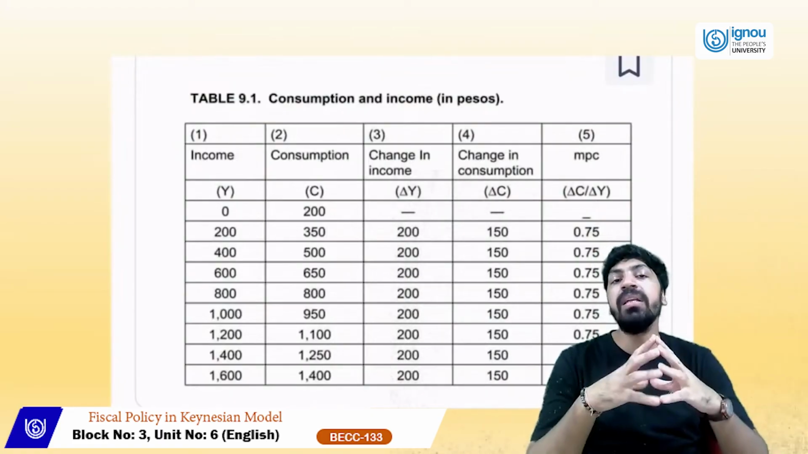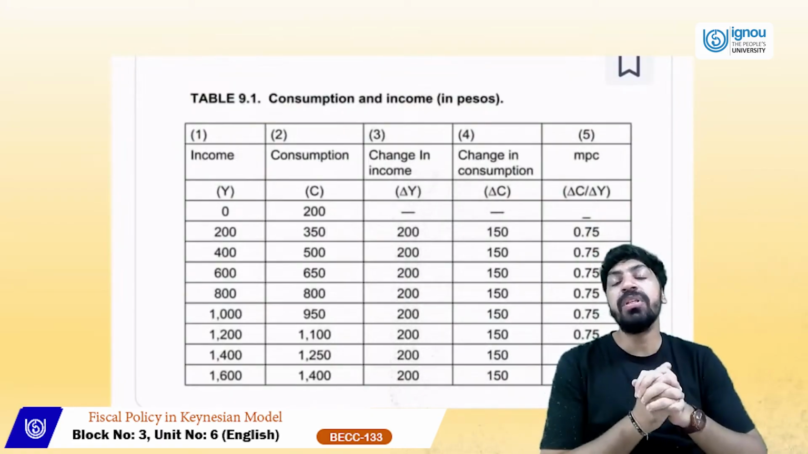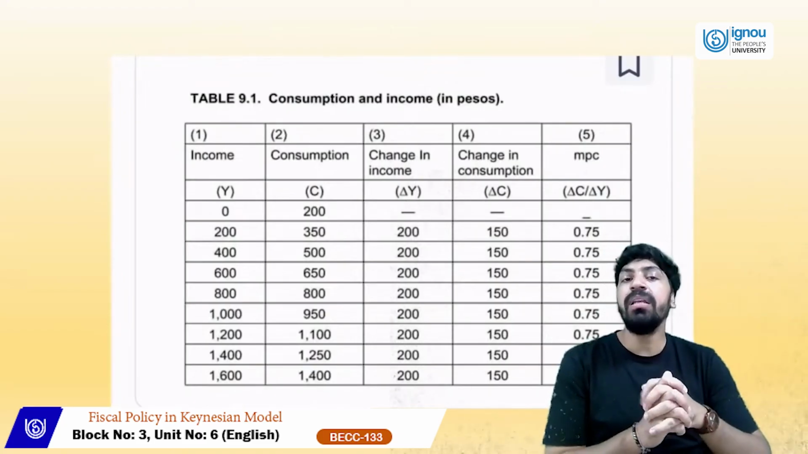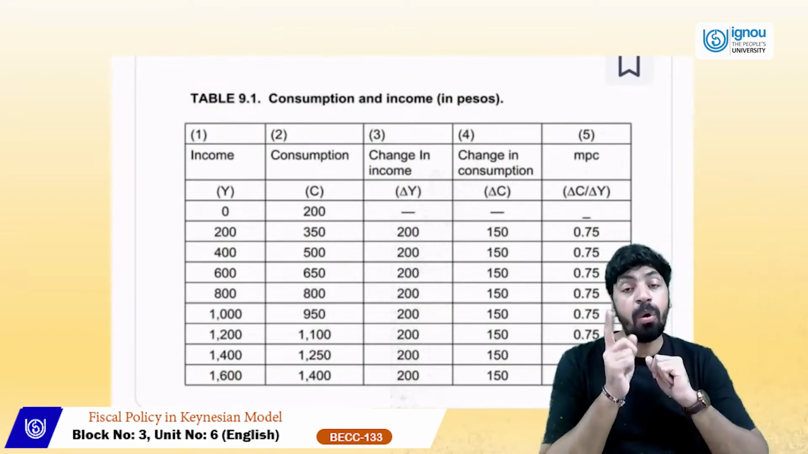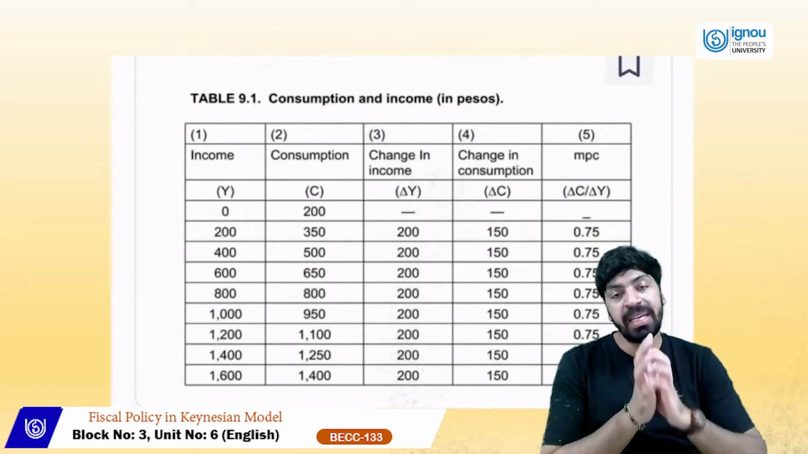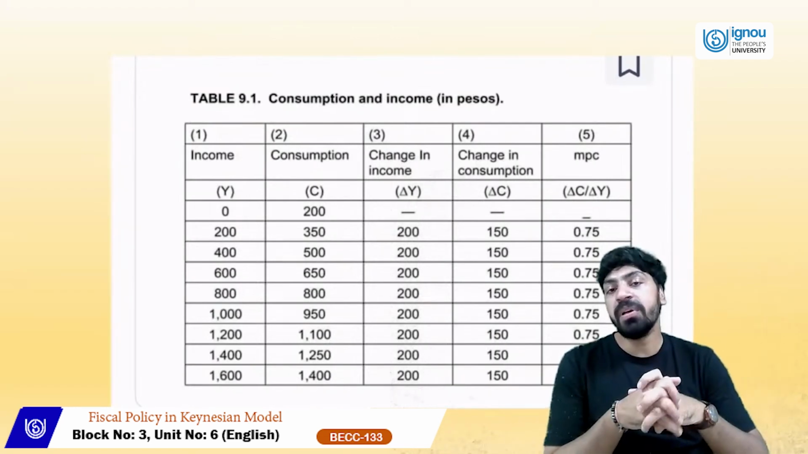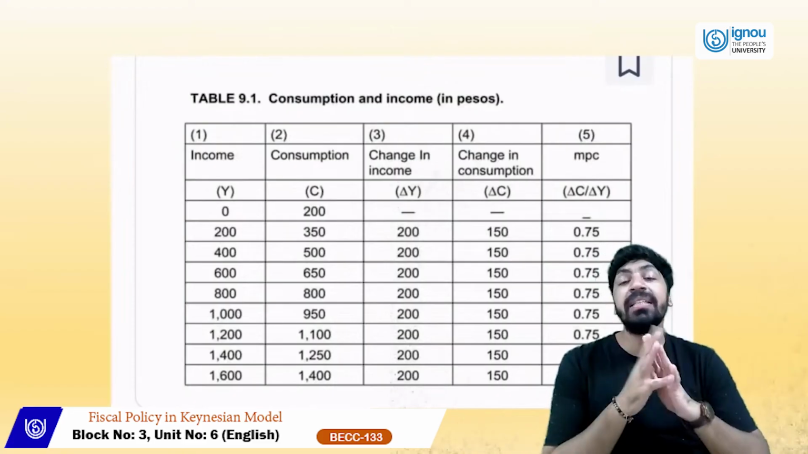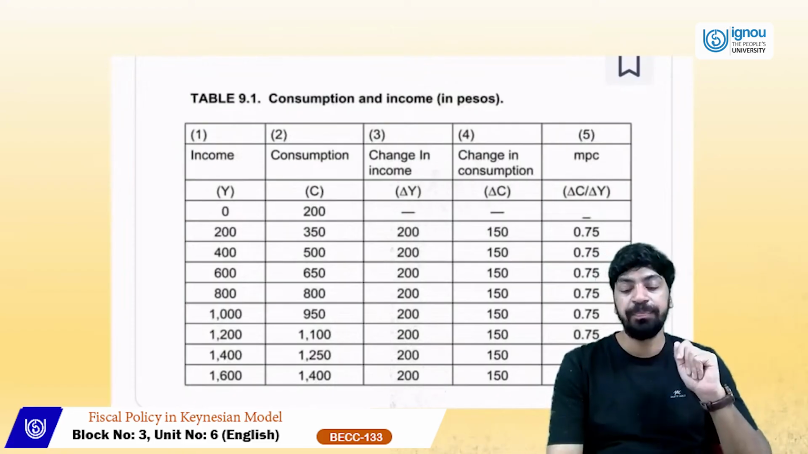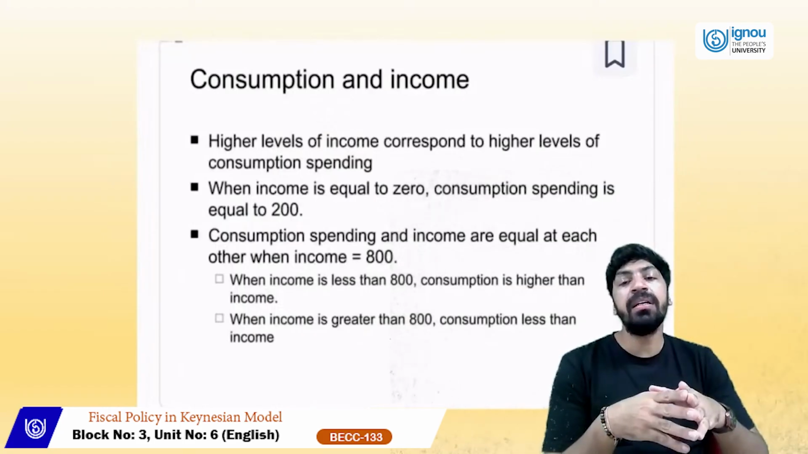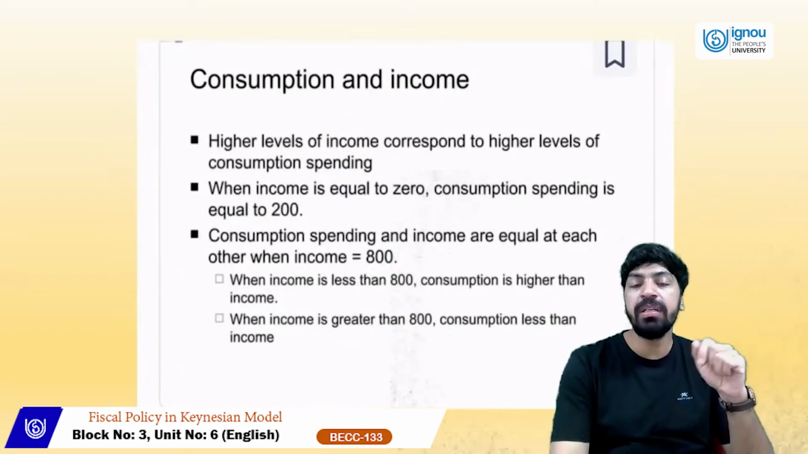So this is how you represent the tabular statement relating consumption and income, which always shows a positive relationship between these two terms according to Keynes, who gave the conceptual framework of this positive relationship in 1936.